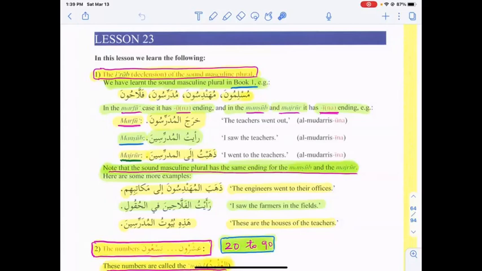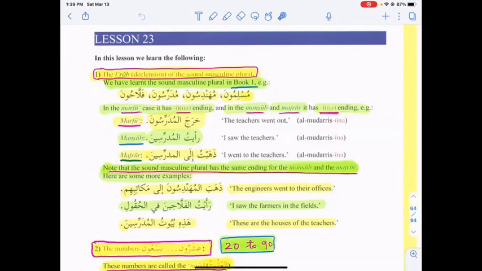In the marfu case, una is the ending. And in the mansub and majrur, it is the same: it has the ina ending. Here is the example.